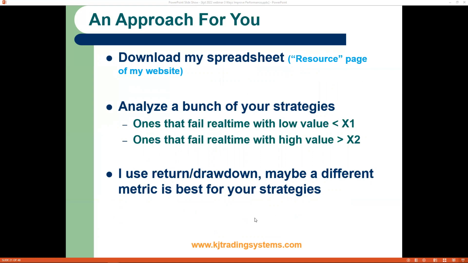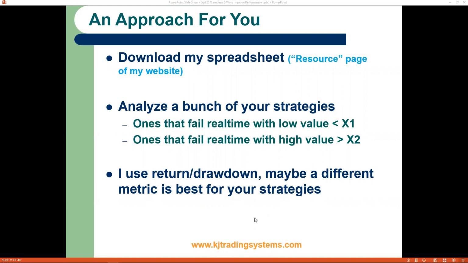Download my spreadsheet. It's on my website in the resource section. And then you have to analyze a bunch of your strategies with real-time performance. And if you analyze them, you'll be able to figure out, hey, ones that don't work well in real time, what's their Monte Carlo return to drawdown? And then ones that do pass, what are those? And what you'll probably find are a low and high value. And if you're in between those, you're more likely to pass your strategies.